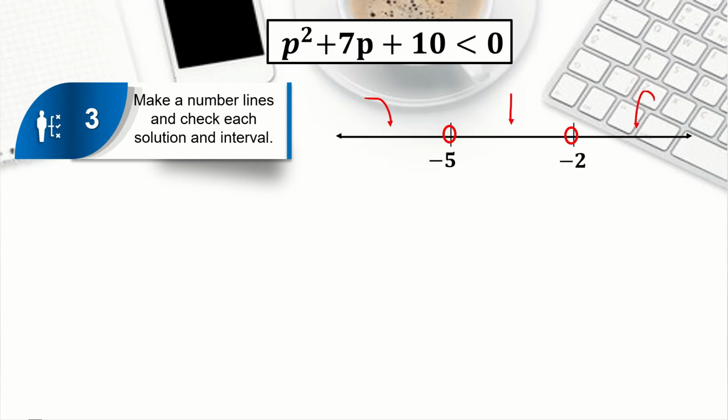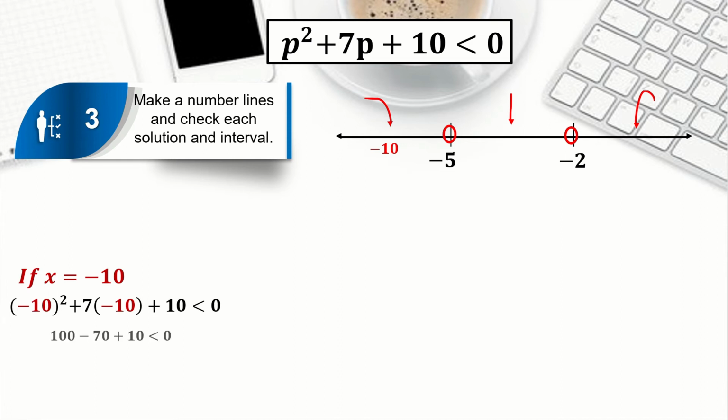So let's try 3 points. Let's try here on the left side, negative 10. Negative 10, substitute in the original equation, we'll have 100 minus 70 plus 10 is less than 0. So 40 is less than 0. So that is false again. Okay, meaning to say, negative 5 going to negative infinity is not a part of the solution.